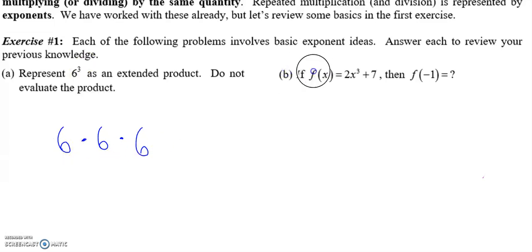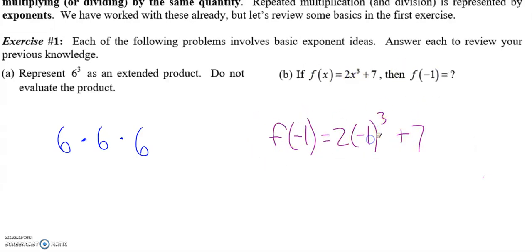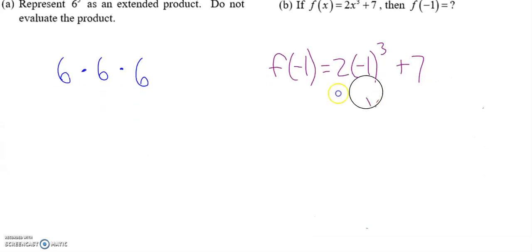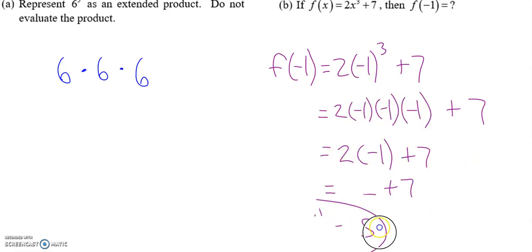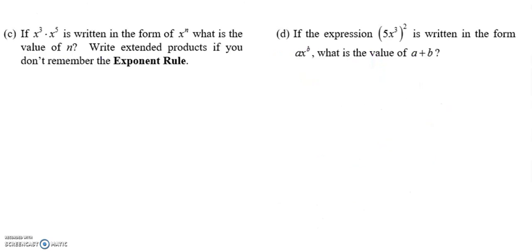Part B, you should know how this is function notation. You're plugging in an input of negative 1 and trying to get the output. So you should have set it up like this. I obviously did more work than you probably did, but you should know that negative 1 to the third means that, and you should know how to do negative 1 times negative 1 times negative 1. And finally, when you're done, you get something like f of negative 1 is 5. All right, let's take a look at the next ones.